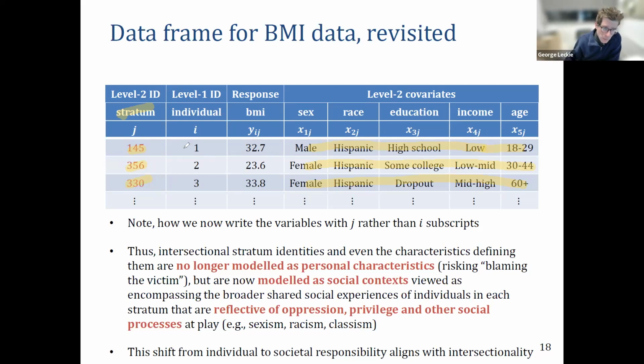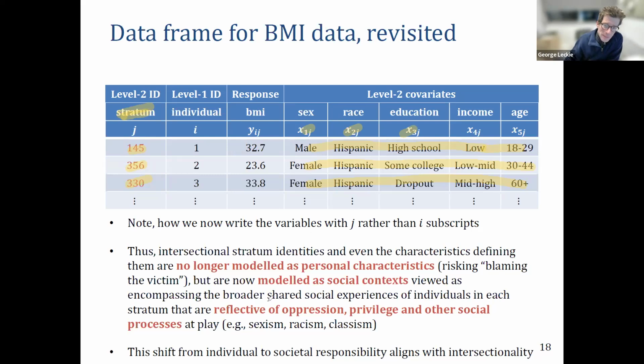So we've got that, and now look at the explanatory variables. These were previously x1i, x2i, x3i, x4i, x5i, but now we write them as x1j through to x5j. And this is because these are characteristics now, conceptually, of the stratum, which is the level 2 variable. Put differently, if you take a given stratum, these characteristics are constant across all individuals within them. All individuals have exactly the same set of characteristics as their stratum.